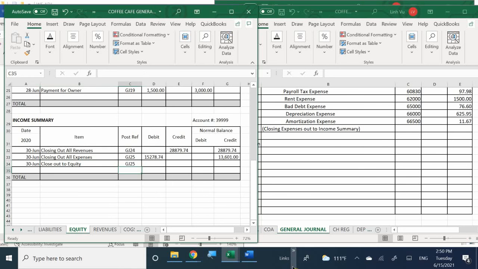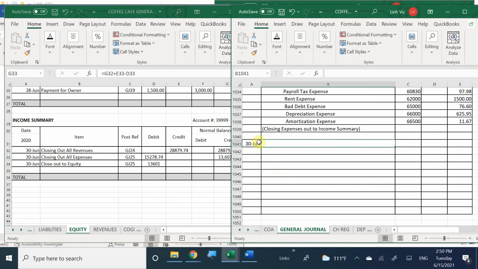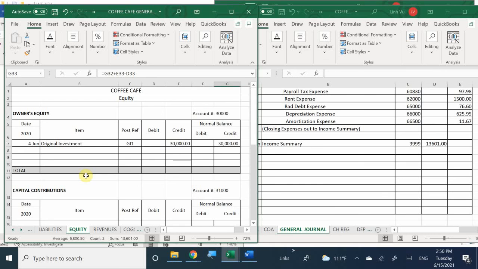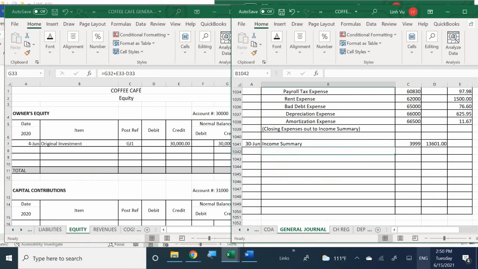General Journal 25, since we have plenty of space. We are going to be debiting the 13,601, which then makes this account 0. So that's exactly what we're going to do. In our journal, we're going to debit my income summary for the 13,601, and we're going to credit it into our owner's equity.